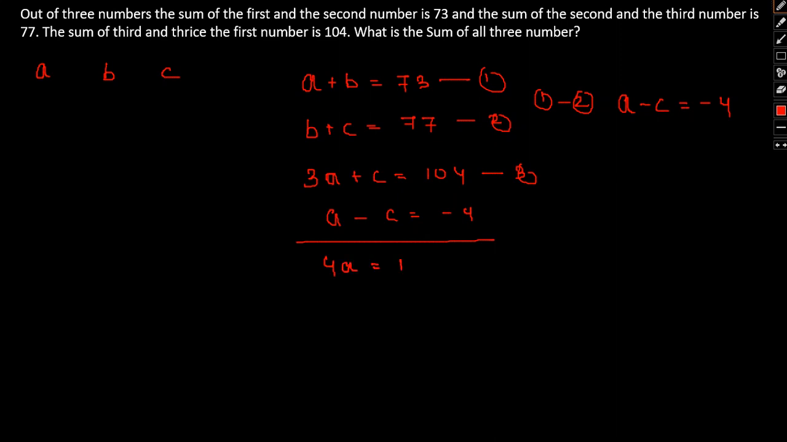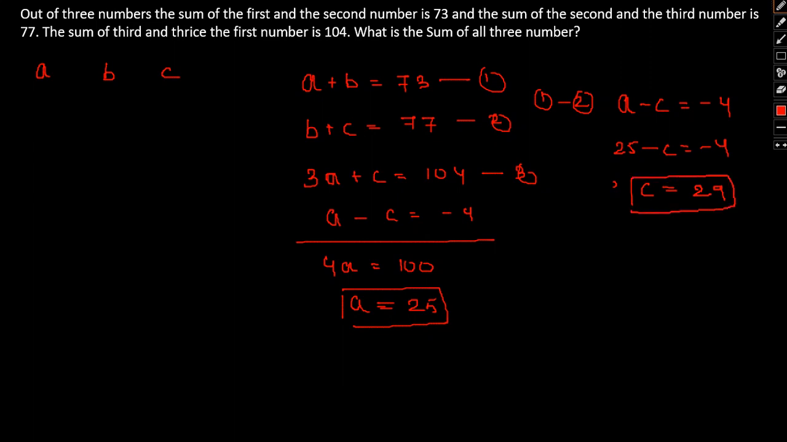And if I add the same up, 4A equal to 100. So A comes out to be 25. Okay, we have A is 25. So therefore from this, 25 minus C equal to minus 4. So therefore C would come out to be 29.